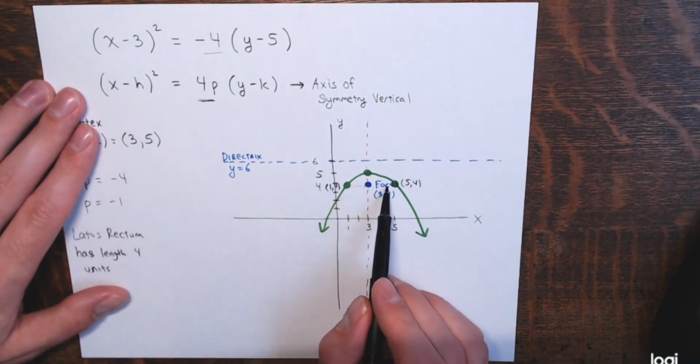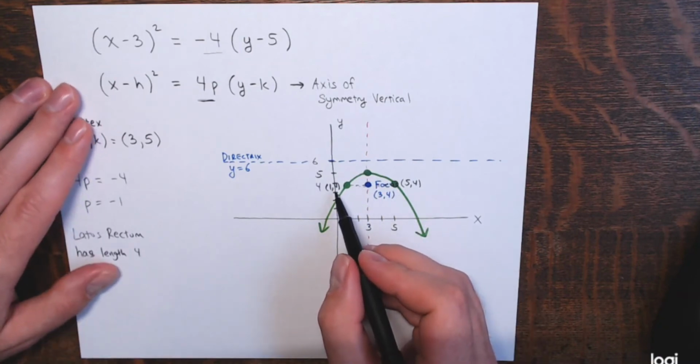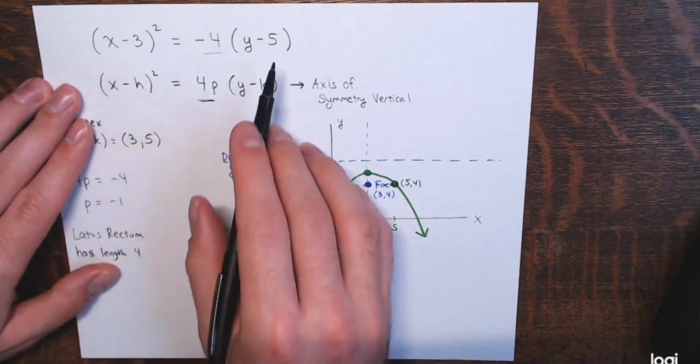Right, here it is, I'll dot it in. 1, 4. If you plug in 1 for x and 4 for y, you get the same thing. You get 4 equals 4.